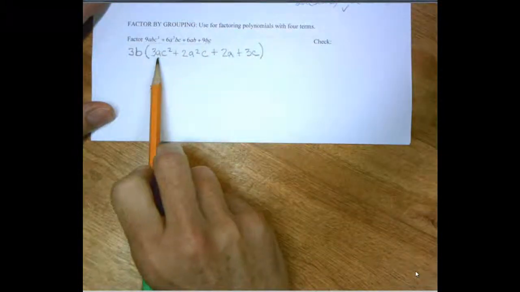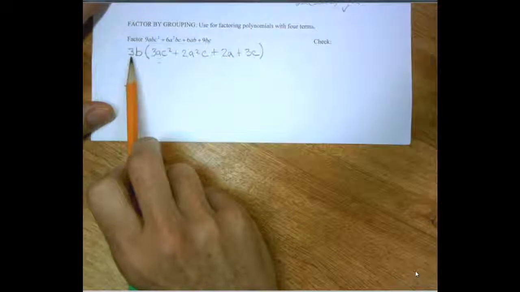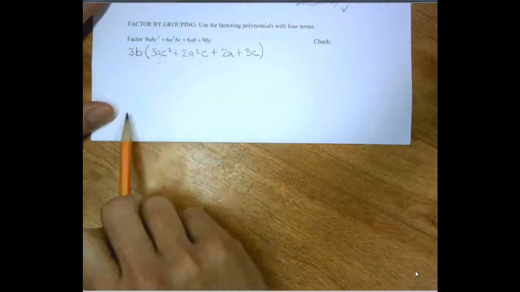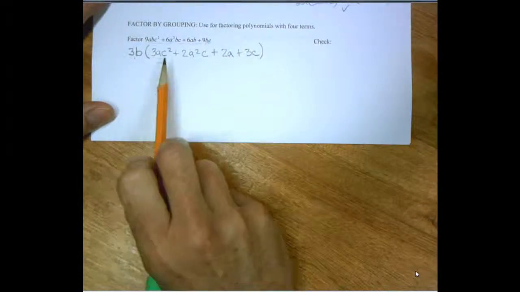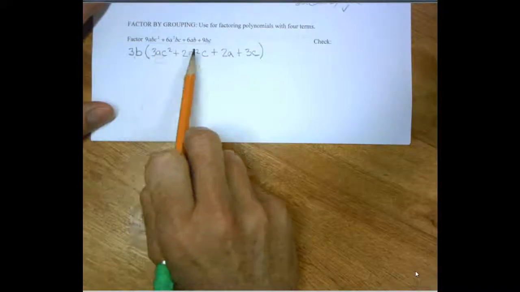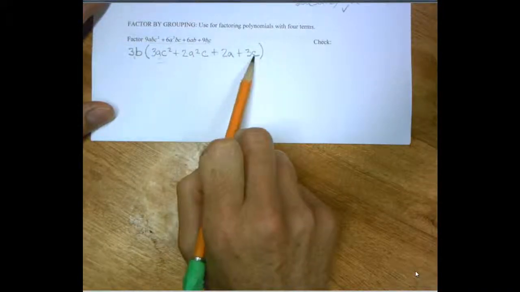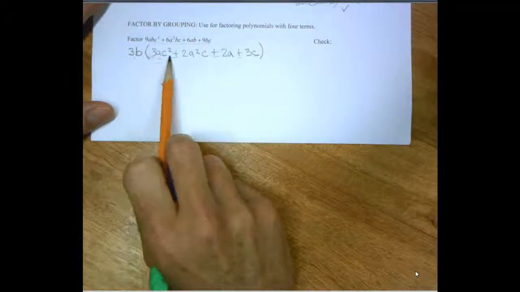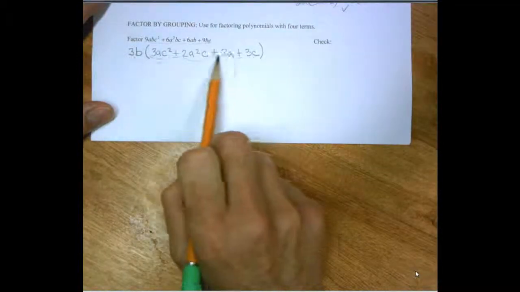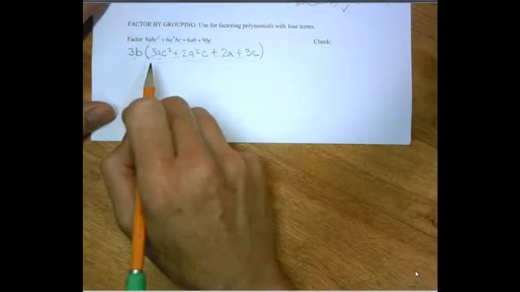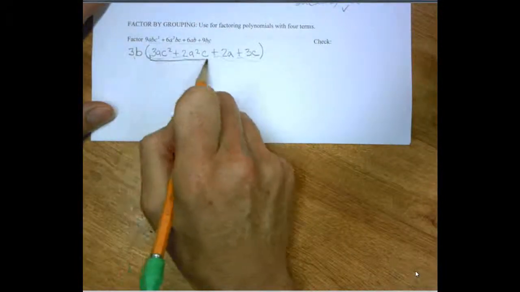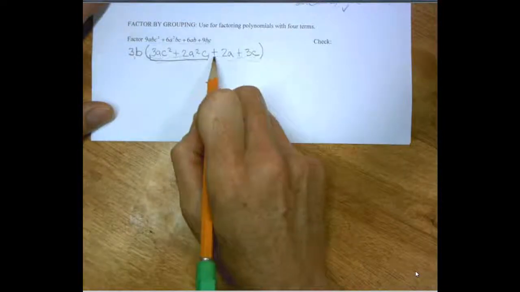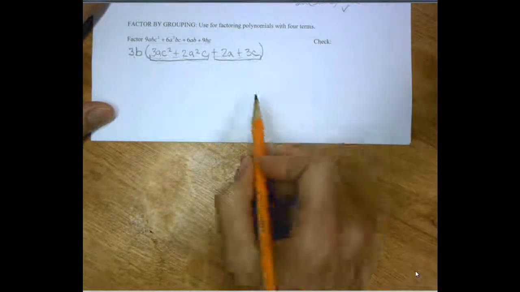Now looking at the part in the parentheses, I'm just going to keep this 3b down for my answer, but looking at the part in parentheses, I see I have 1, 2, 3, 4 terms, and they're separated by addition, so you can look at it that way. There's a term, a term, a term, and a term. So if I have these 4 terms, I want to look at the first 2 as a pair and look for a greatest common factor, and then look at the last 2 as a pair and still looking for a greatest common factor.